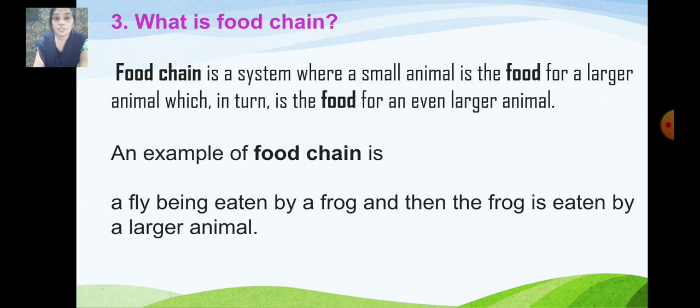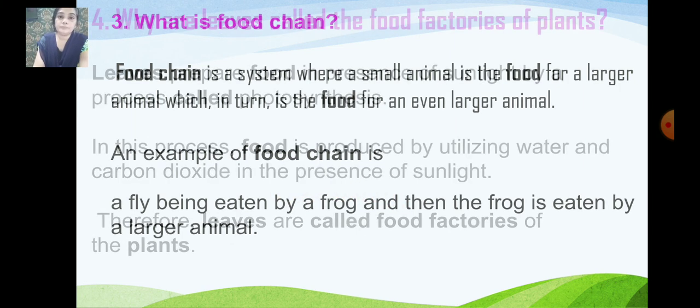What is a food chain? A food chain is a system where a small animal is the food for a larger animal, which in turn is the food for an even larger animal. An example is a fly eaten by a frog, and the frog eaten by a larger animal.